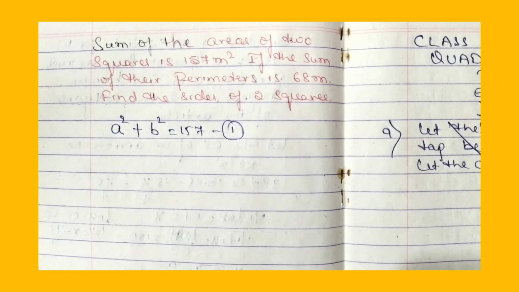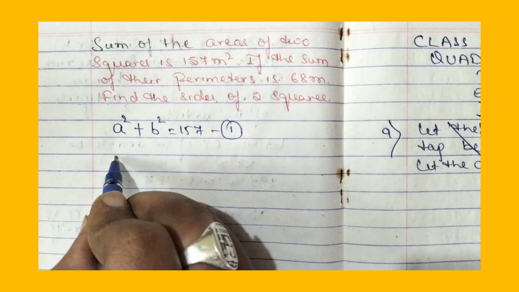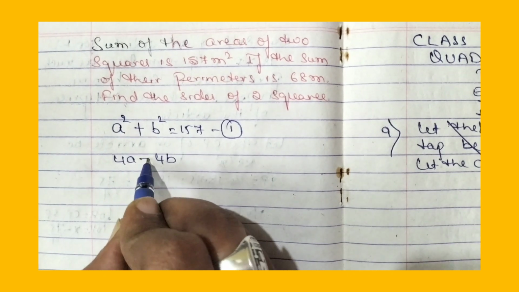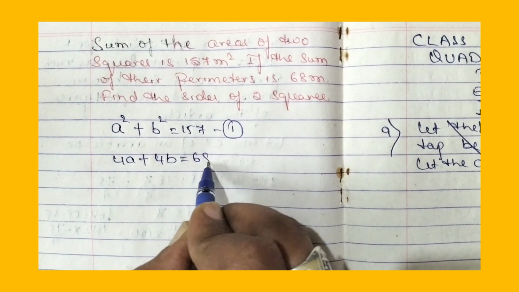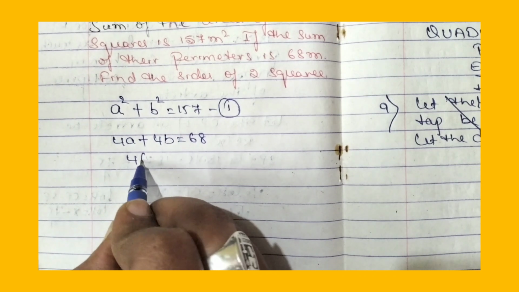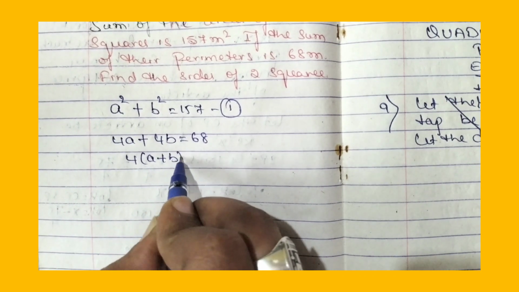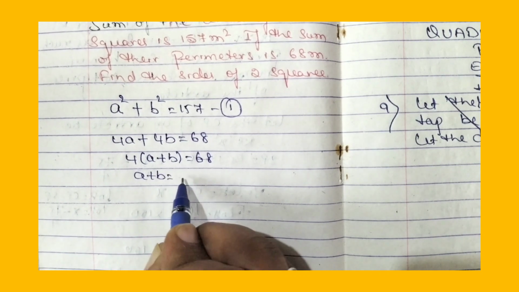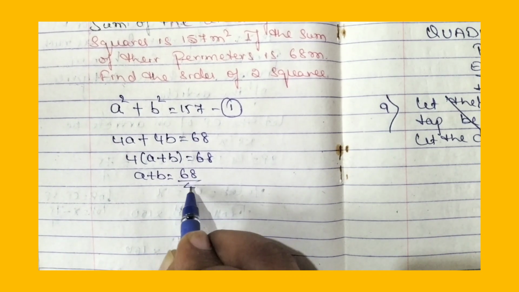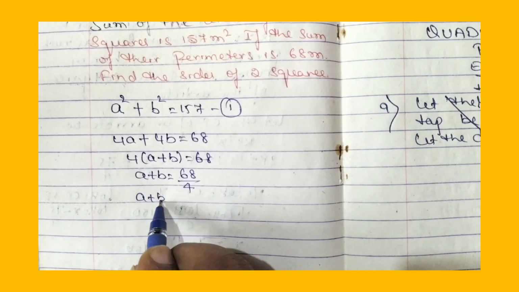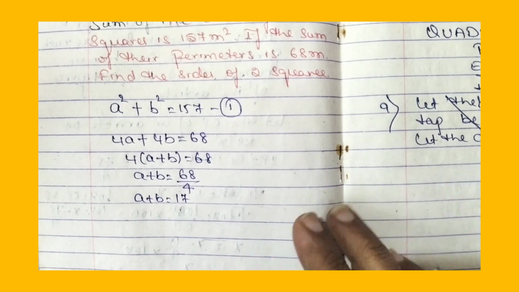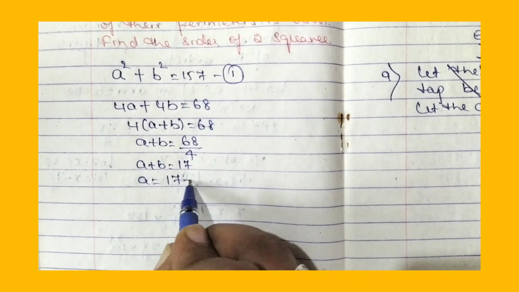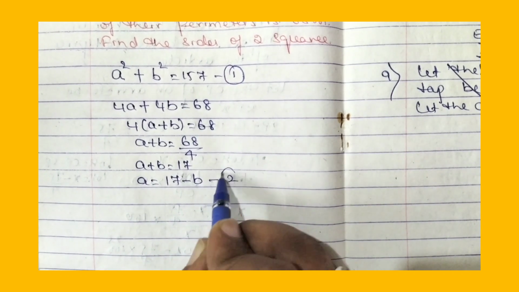So sum of their perimeters is given. So perimeter of first square is 4a and perimeter of second square is 4b. If you add these two, it will be equal to 68. Take 4 common, remaining is a plus b, which is equal to 68. So a plus b is equal to 68 by 4. So a plus b is equal to 17, since 4 17s are 68. So a is equal to 17 minus b. You call it as 2.